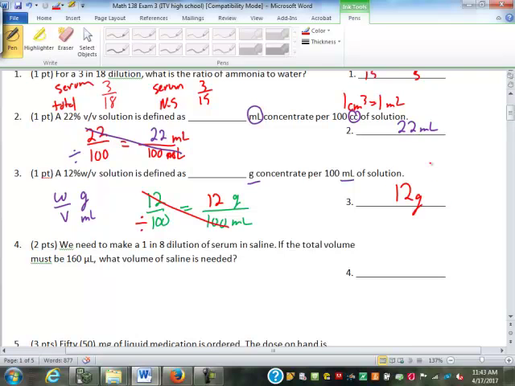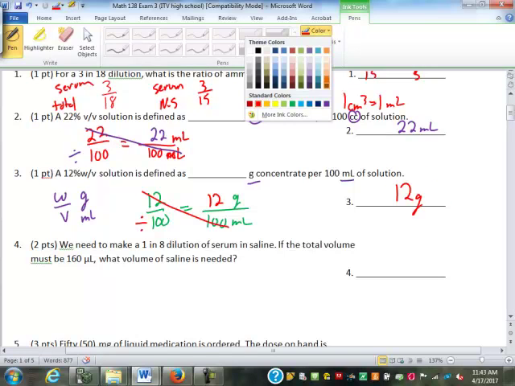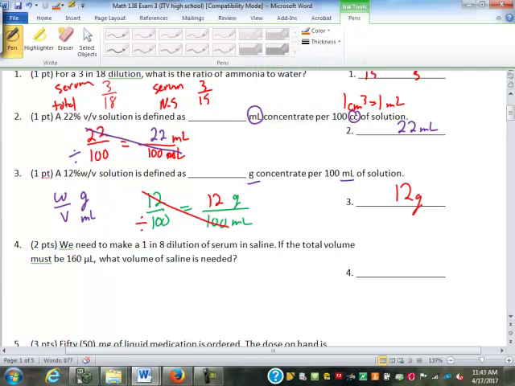Any questions on those first three so far? Okay.